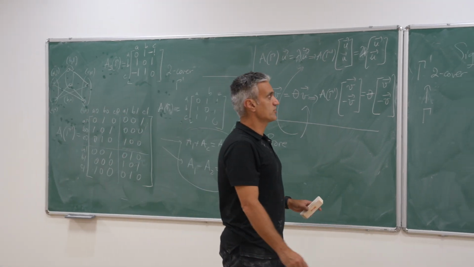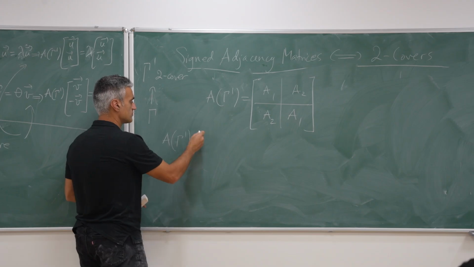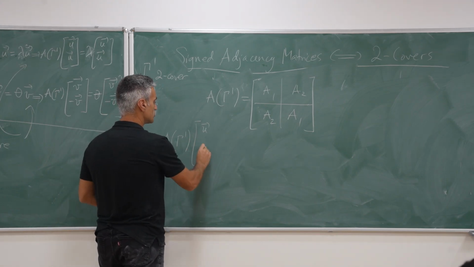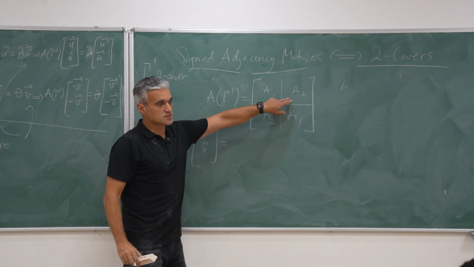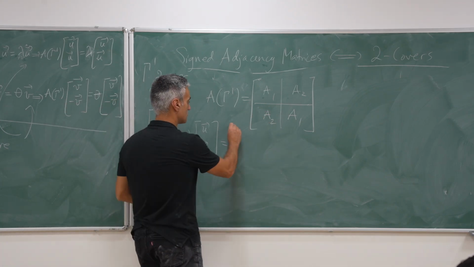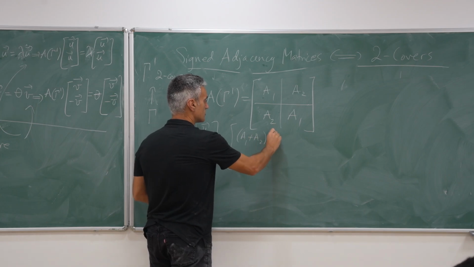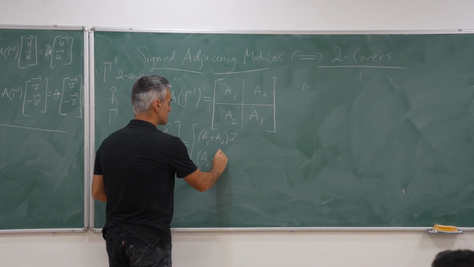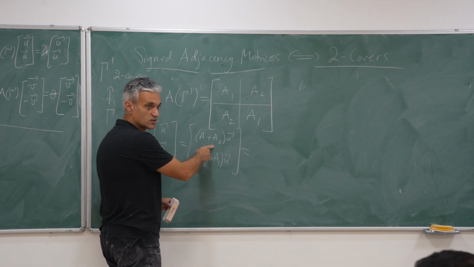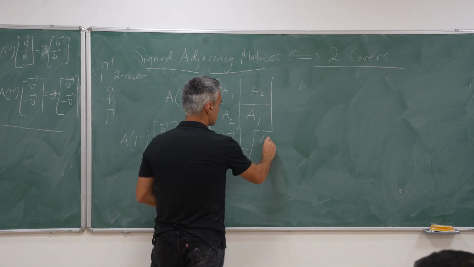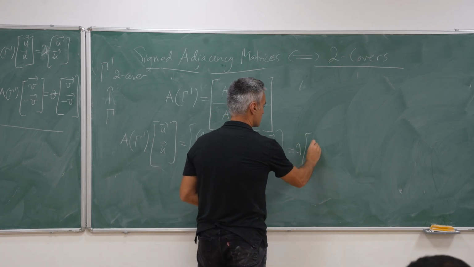You see, if I have A gamma prime and I'm multiplying it by a vector U, U, because the matrix is in this block form, what do I get? I get A1 plus A2 U, A2 plus A1 U. But what is A1 plus A2? It will be A of gamma, so this is going to be lambda U.